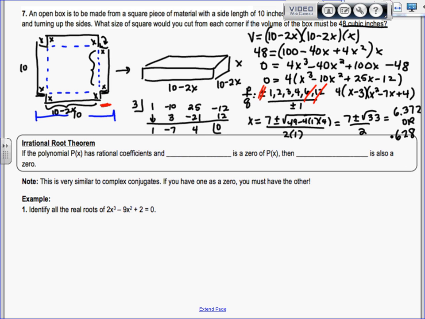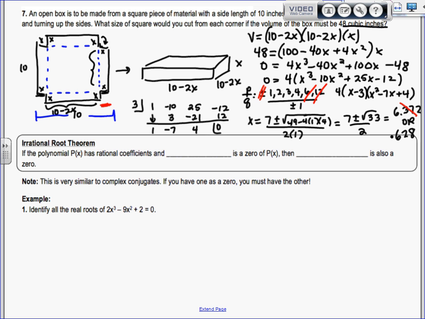No, just because it's a tiny number doesn't mean it's the one that doesn't work. The 6.372. Why? It's too big. You had a 10 by 10 square. You can't cut over 6 inches out of both sides of the square. Does that make sense? It's going to be over 12 inches. It doesn't work, so we have to cross it out. So the one that does work is the 0.628.